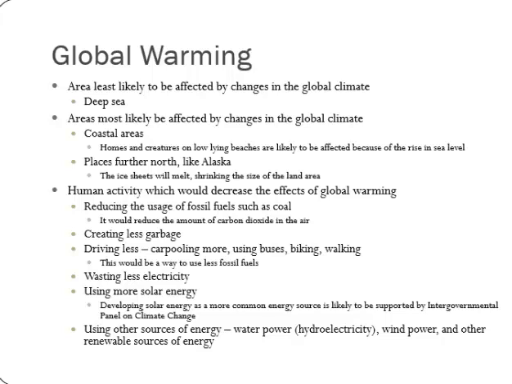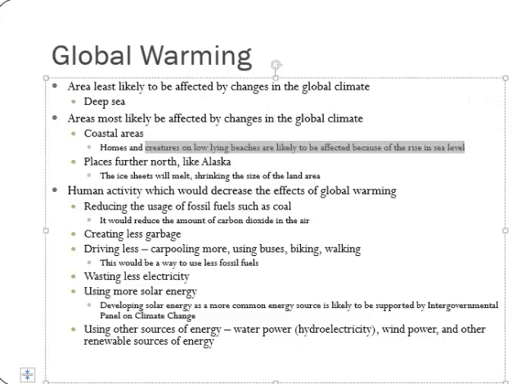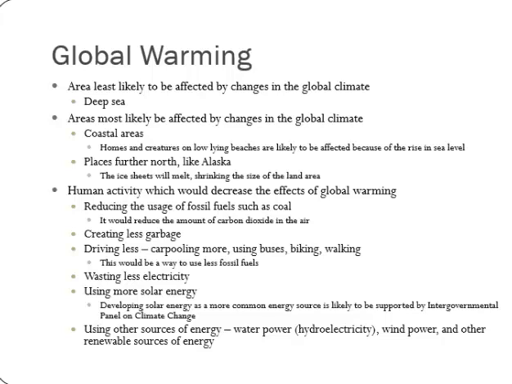Okay, what are things that are likely to be affected by global warming? Well, number one, the sea. The temperature of the sea will change a little bit, and that won't affect humans that much directly, but it will affect animals and plankton and things that live in the sea. But more important for us is coastal areas. Homes and creatures on low-lying beaches are likely to be affected because the sea level could rise. As temperature goes up, glaciers, like in Antarctica and in Greenland, northern Canada, northern Siberia, could melt and fall into the sea, and that causes the sea level to rise. And if sea levels rise, then coastal cities could become flooded.